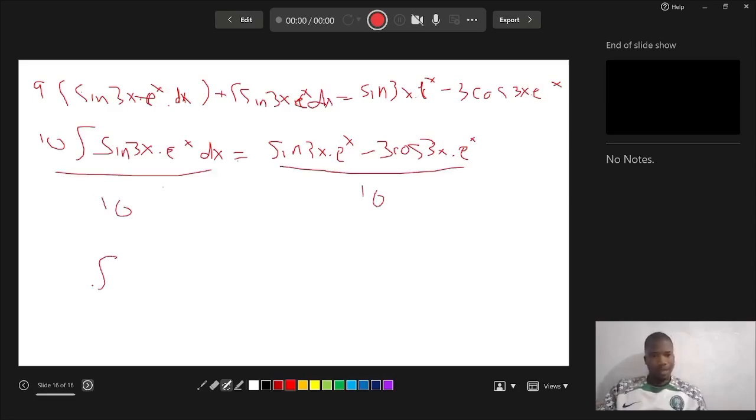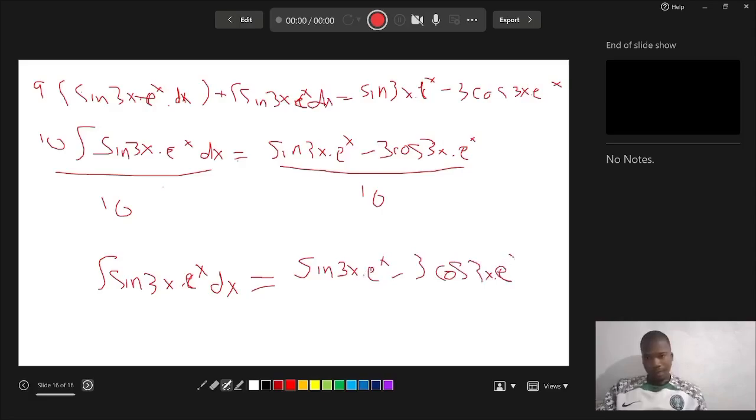Then our final solution is the integral of sine 3x multiplied by e to the power x dx is equal to sine 3x multiplied by e to the power x minus 3 cos 3x multiplied by e to the power x, all over 10, right? Plus C.